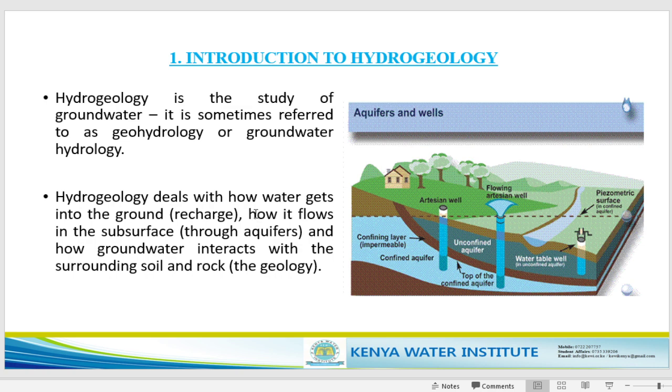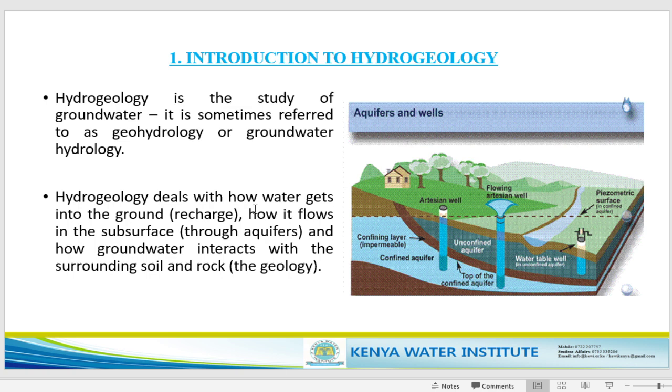Hydrogeology is the study of groundwater. It is sometimes referred to as geohydrology or groundwater hydrology. Now, hydrology has to do with surface water, while hydrogeology mainly deals with the subsurface water, immediately after the water has come from the surface and has infiltrated into the subsurface. That's what hydrogeology deals with.